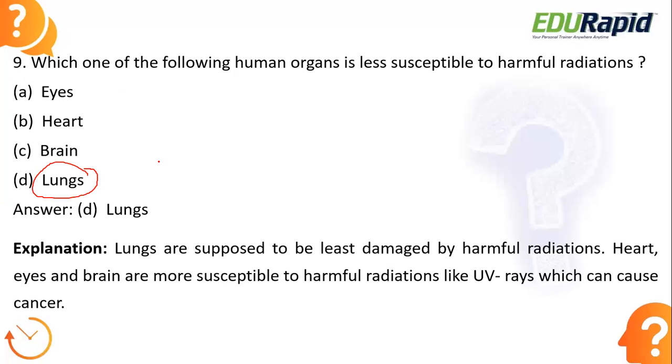If our body is exposed to UV radiation directly, most of the parts will get damaged. It can also cause skin diseases and skin cancer, right? But apart from that, here we have one organ, the lungs, which are very least susceptible to this harmful UV radiation. When we get exposed to UV radiation, our eyes may get damaged, the heart will also get damaged easily, as well as our brain. But out of the given options, lungs are the least susceptible here.